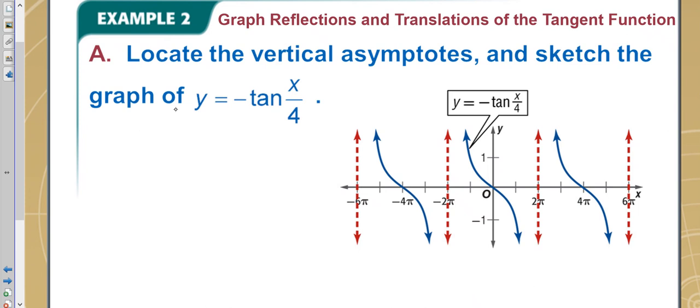All right, example 2. We're going to locate vertical asymptotes and sketch the graph of this. Now again, I know you can type this in the calculator, and so that's why I'm giving you the picture right here. So how would we find the vertical asymptotes?